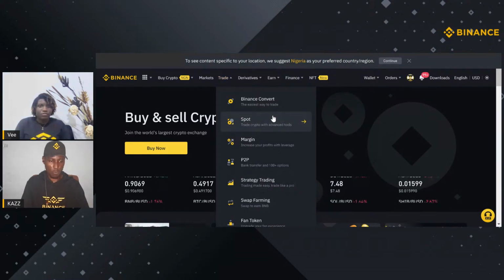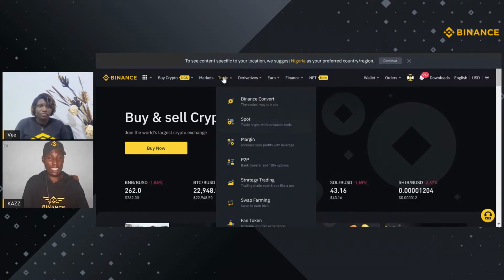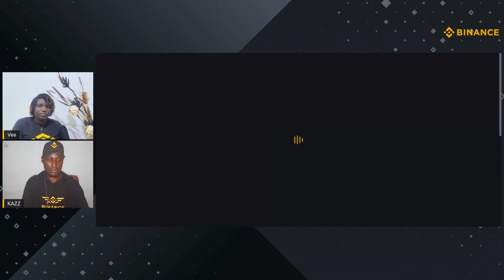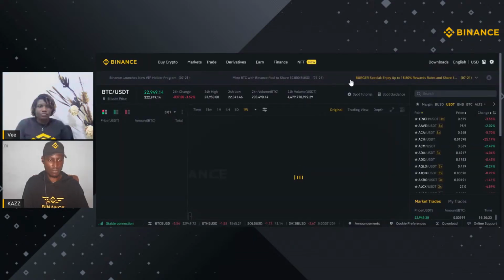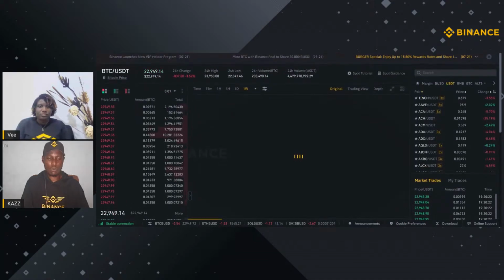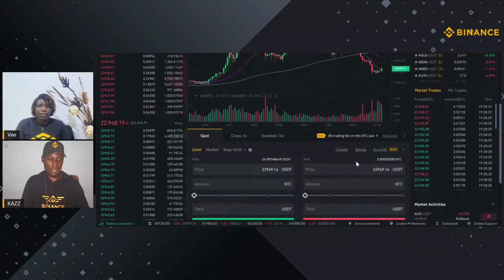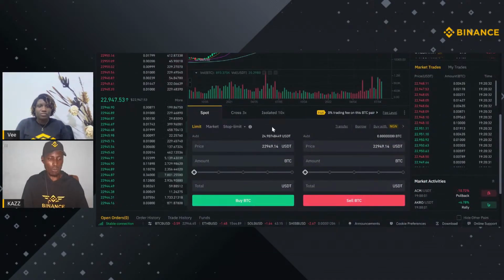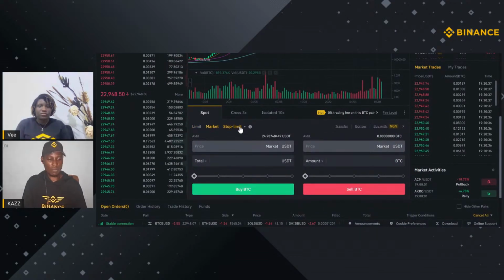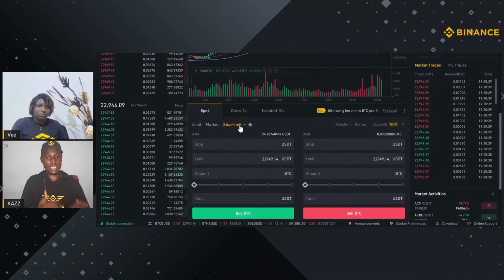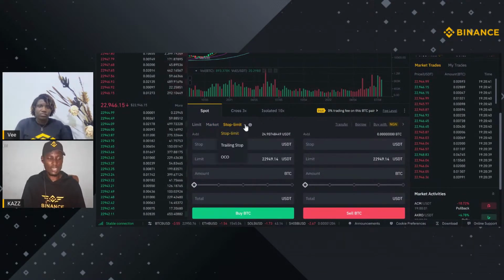Okay, so now we go to spot. From trade, access the trade at the top navigation bar. Go to spot. So you are presented with the spot trading page. Now we have the limit order here, market order, stop limit. OCO, like I mentioned, is not readily displayed. So what you do is tap on this small arrow, then select OCO if you're using the OCO order type.